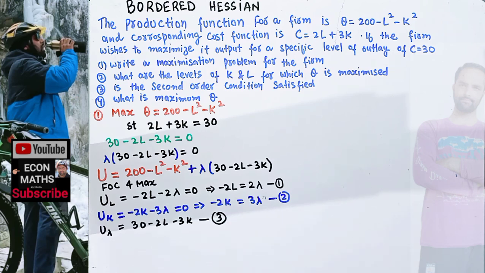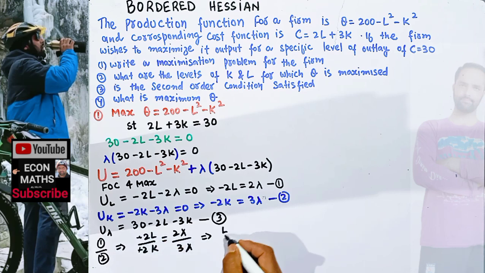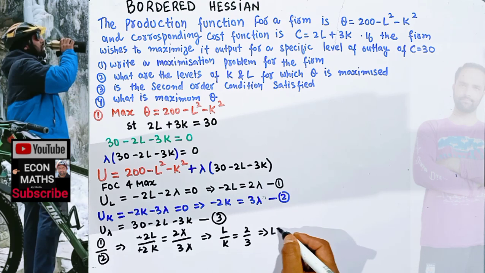Now what will we do? We divide equation first by equation second. Dividing equation first by equation second implies minus 2L over minus 2K is equal to 2 lambda over 3 lambda, which implies lambda cancels, minus minus cancels, 2 cancels, so L upon K is equal to 2 upon 3, which implies L is equal to 2 upon 3K.